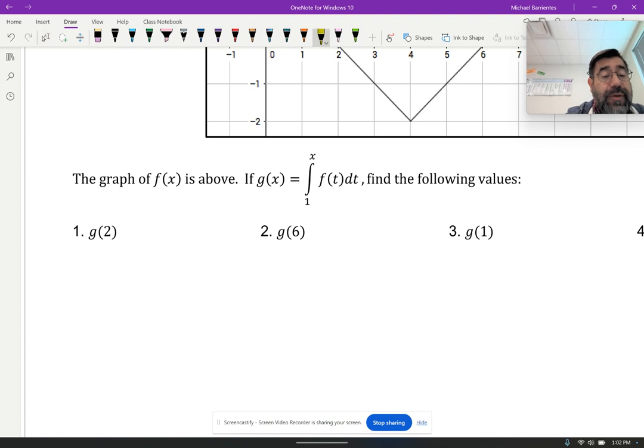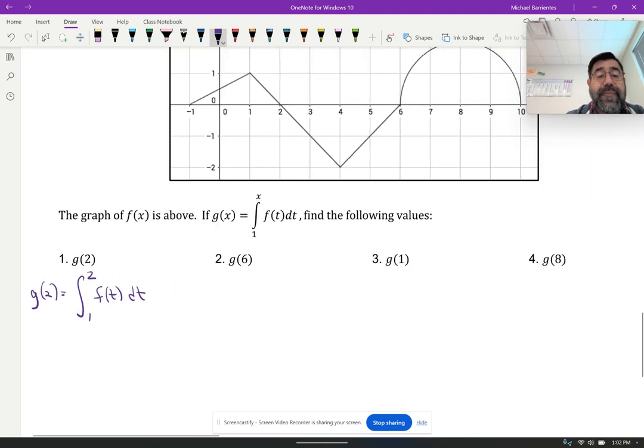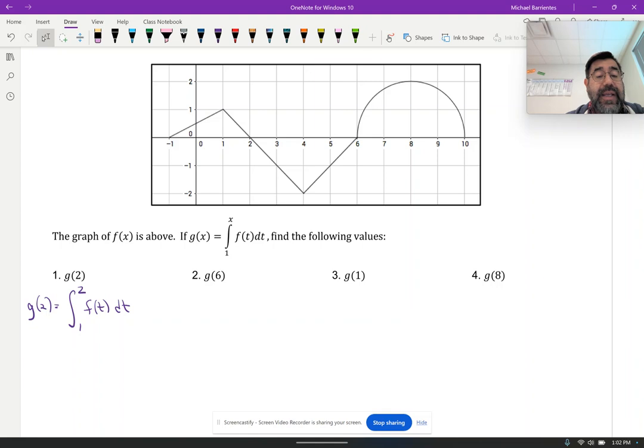Okay. Well, g of 2, let's change colors here. G of 2 is what they want, but according to the formula, g of any x value is equal to the integral from 1 to that x value of f of t dt. Okay, so what does this mean? This means that I'm supposed to look at the graph of f. Oh, this is the graph of f. And I'm supposed to look between 1 and 2. Between 1 and 2, that would be this area here. So if I can find the area of this little triangle, I just found g of 2.